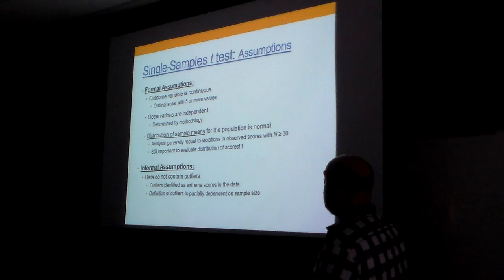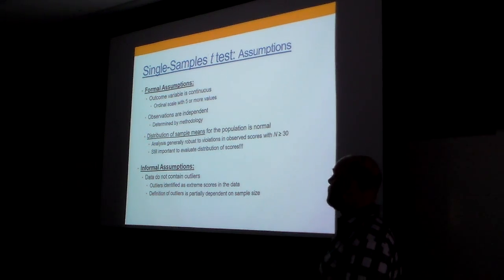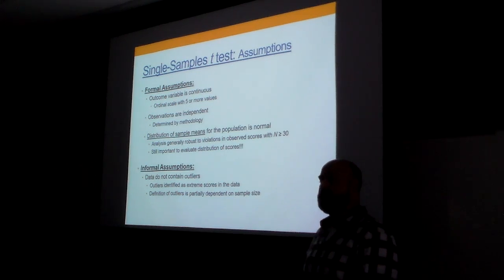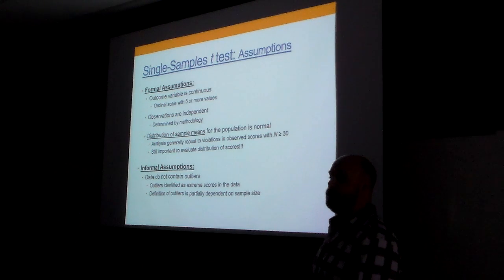Want to go through assumptions of our single sample test, okay? So formal assumptions: in order to run a single sample t-test, we're assuming that our outcome variable is continuous, okay?